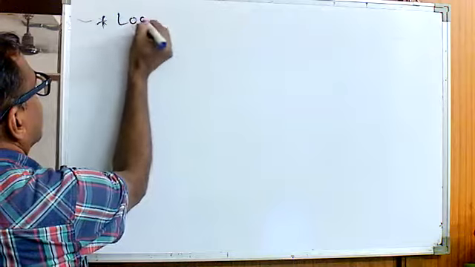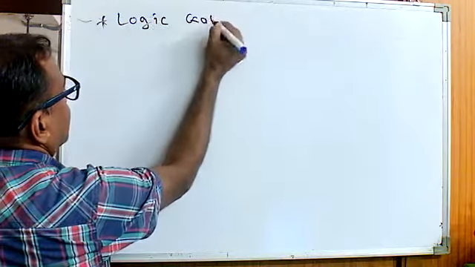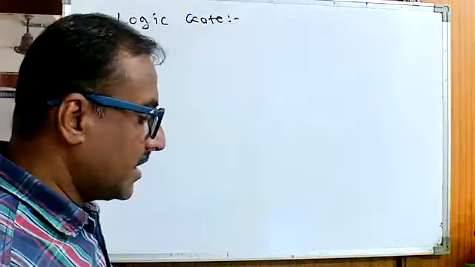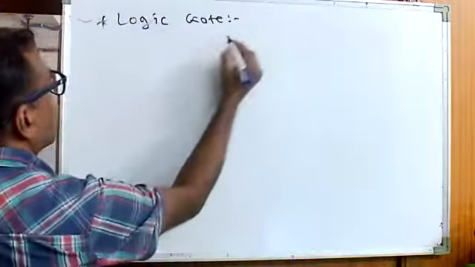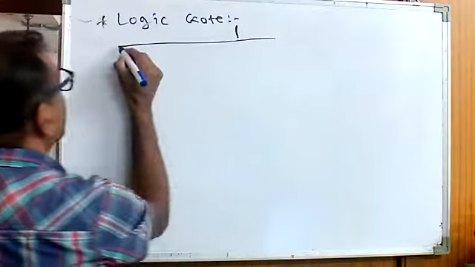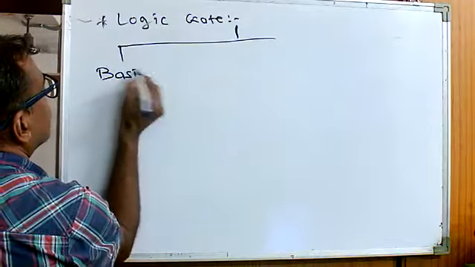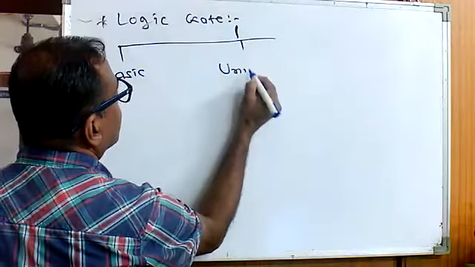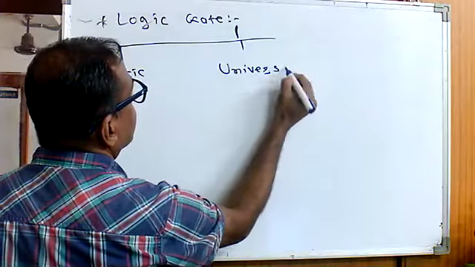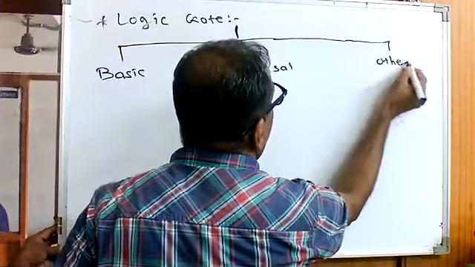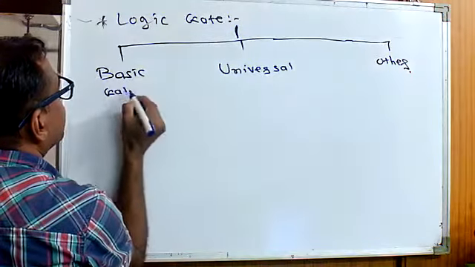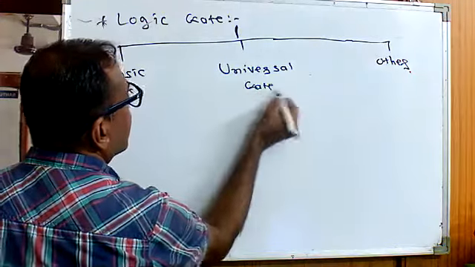What is logic gate? The logic gate is divided into three types like this: basic, universal, and complex. Basic gate, universal gate, others gate.